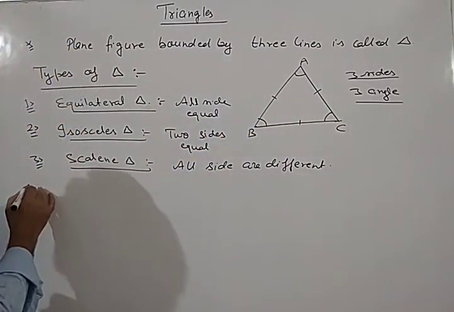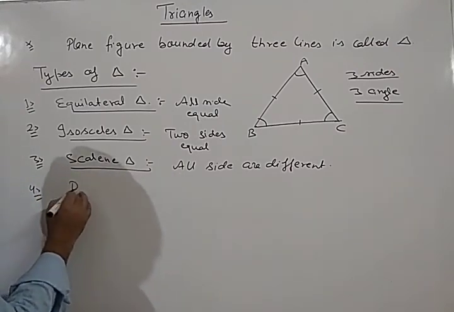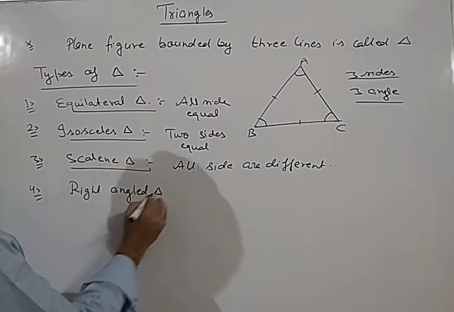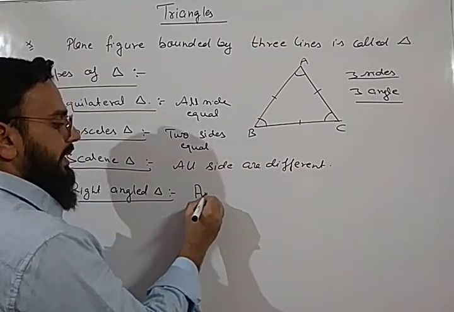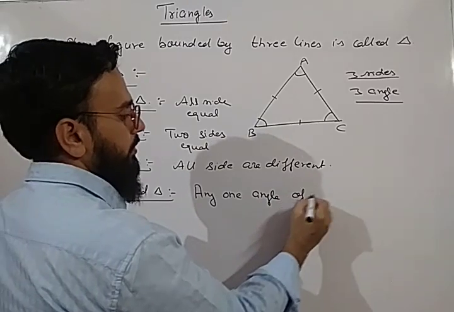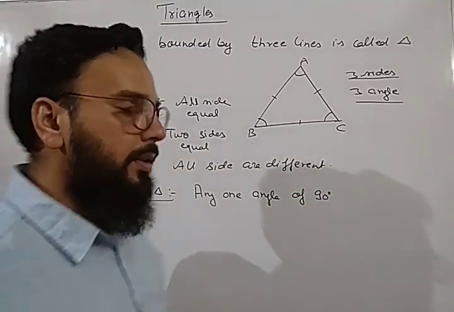Similarly, on the basis of angles, how many triangles are there? So you have studied about right angle triangle. Right angled triangle. What is right angle triangle? In which any one angle is of 90 degree. Then such a triangle will be known as right angle triangle.